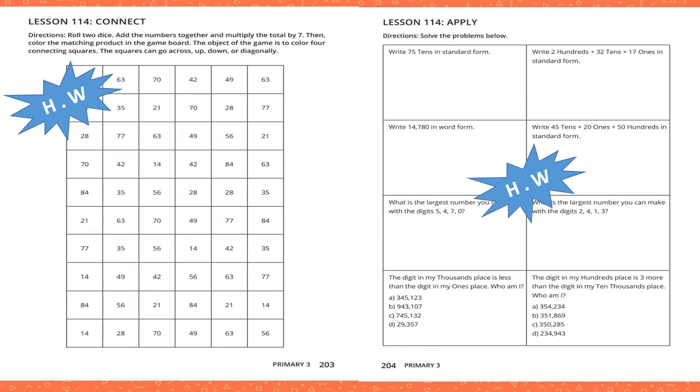Page number 204. The first one, solve the problem below. Write 75 tenths in the standard form. 75 tenths, it means I will cancel the word tenths and I will put a 0. So it will be 750. And I will complete it as homework.